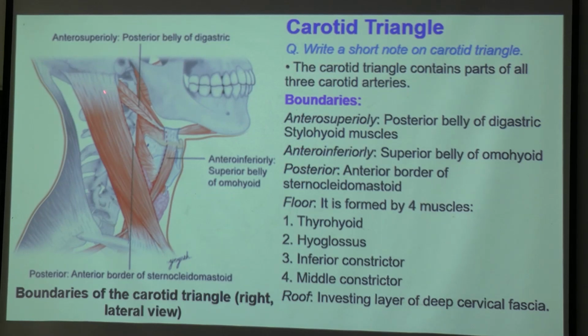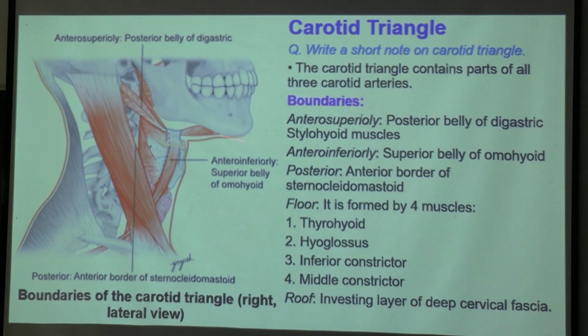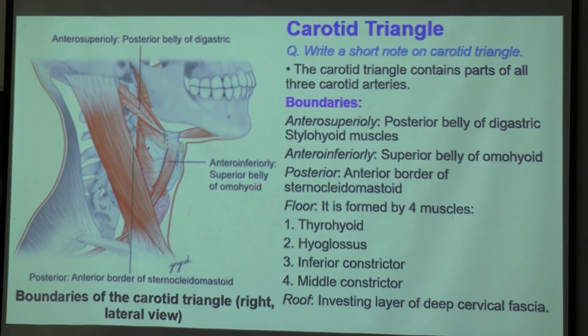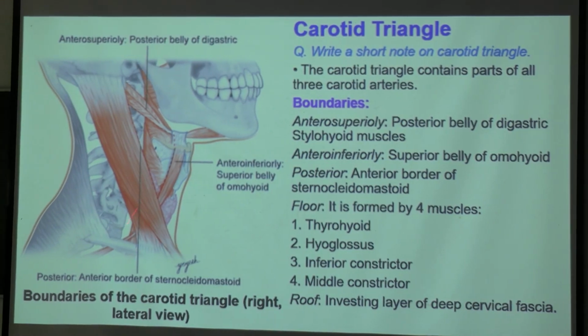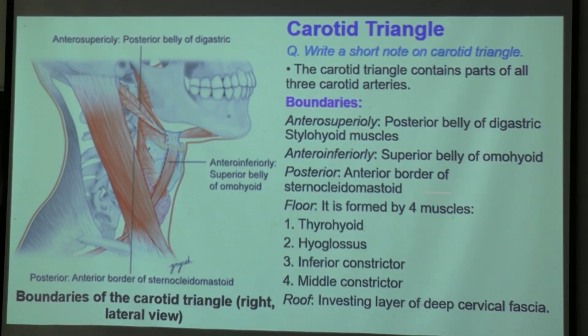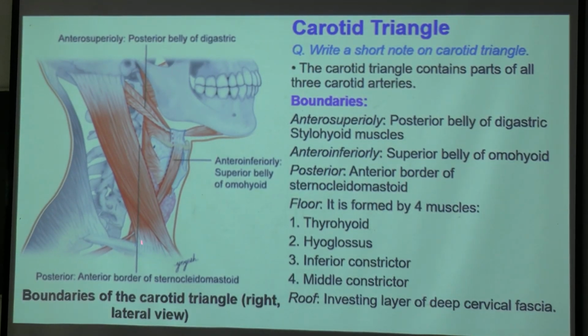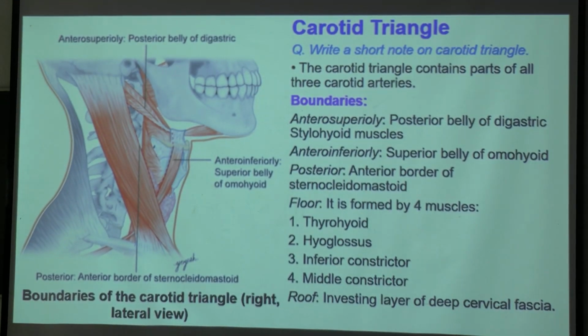Anterior-superiorly bounded by the posterior belly of digastric and stylohyoid muscle. Anterior-inferiorly by the superior belly of omohyoid, and posteriorly by the anterior border of the sternocleidomastoid. So these are the structures forming the boundary of the carotid triangle.